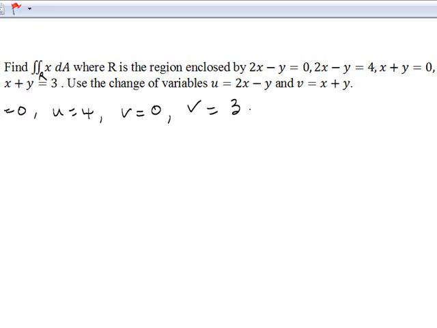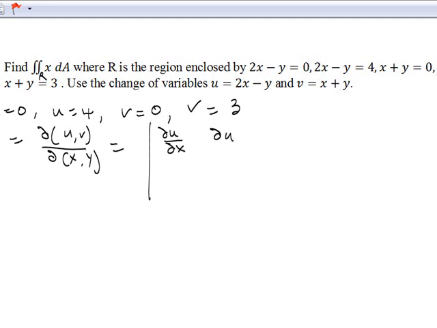Jacobian. So how would you like to find the Jacobian? 1 over J. Good. So set it up. Set up the fraction, del(u,v) over del(x,y). Set up your determinant. Partial u partial x, partial u partial y. Partial v partial x, partial v partial y. And then give me the components there of the matrix.